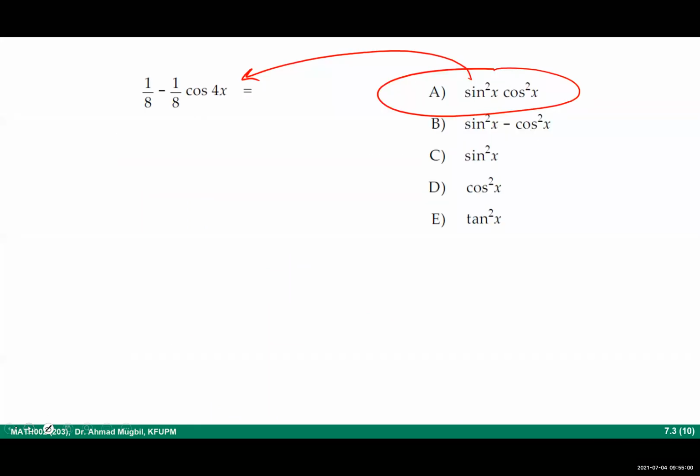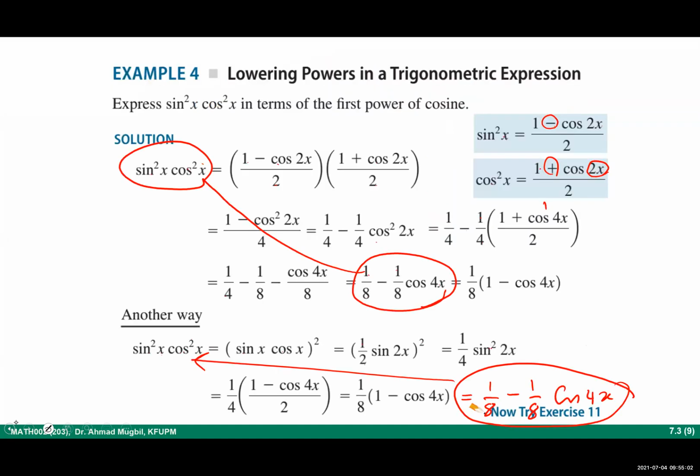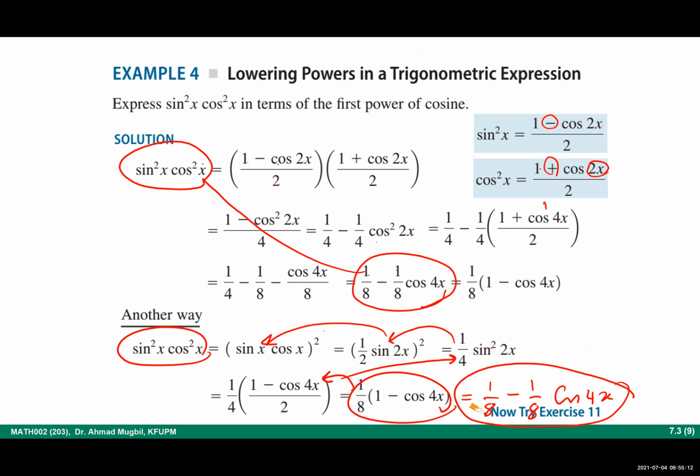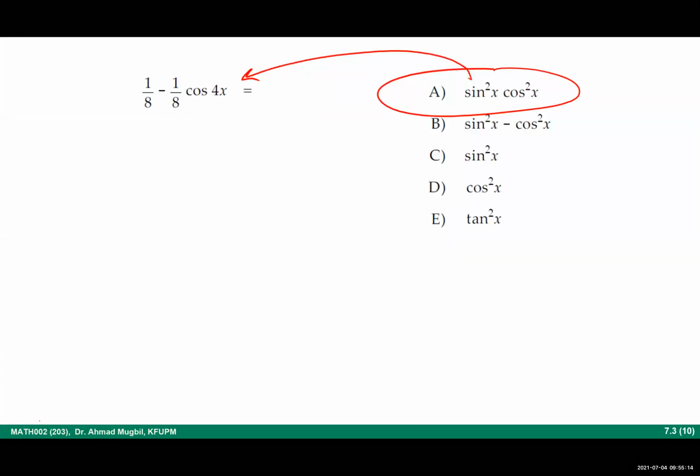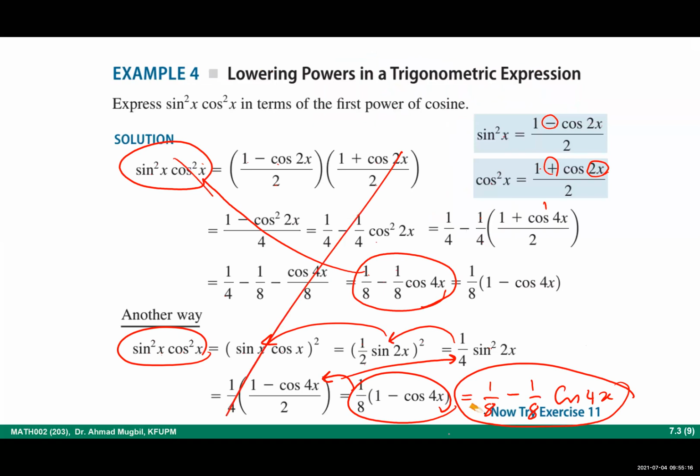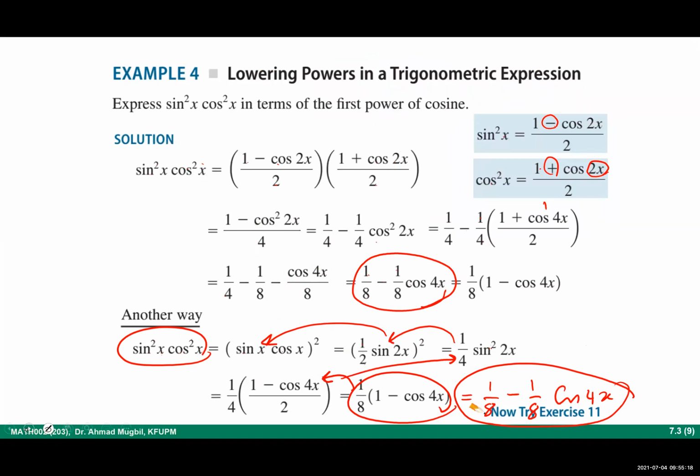So now what they did is the opposite. They give you this, and they want this. So what you will do is go like this, then like this, then like this, then like this. That's it. Let me show you. Assume that you don't know about this example. Forget about it. So what will you do?